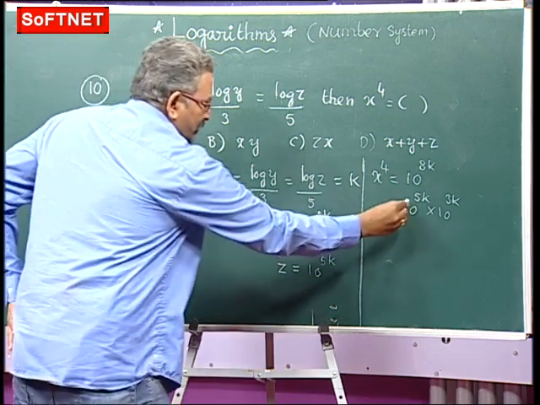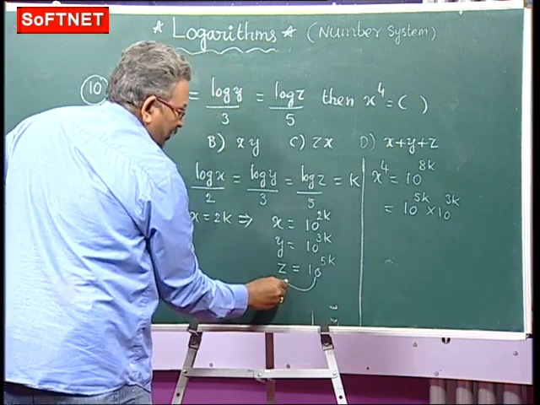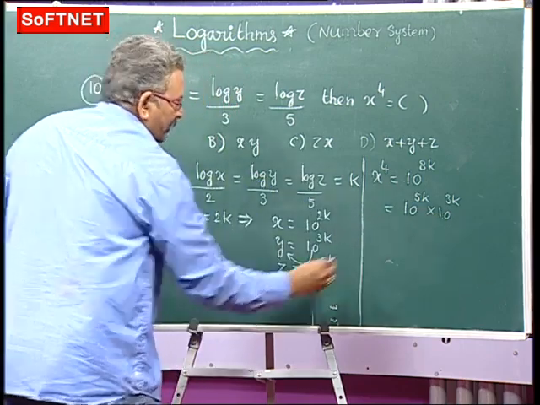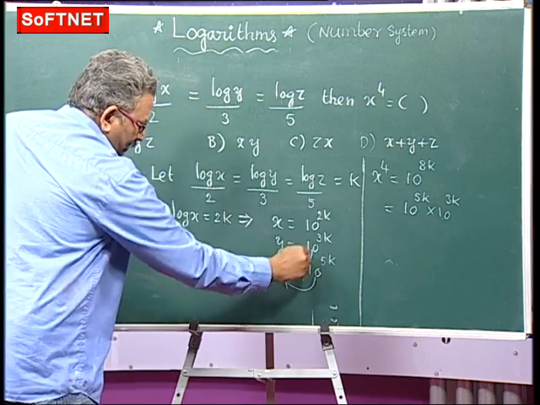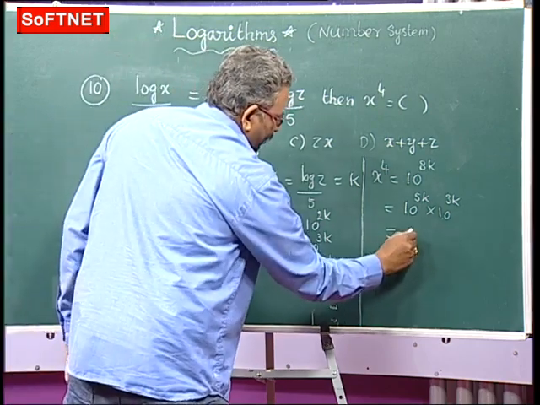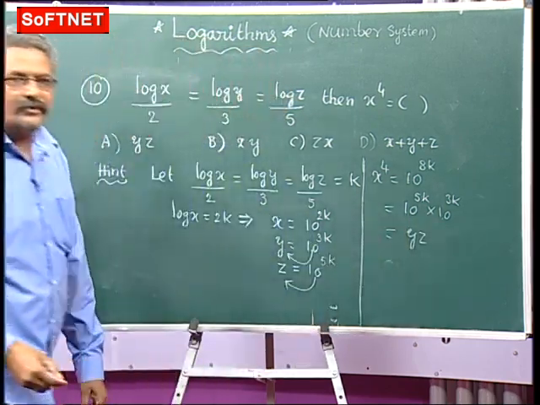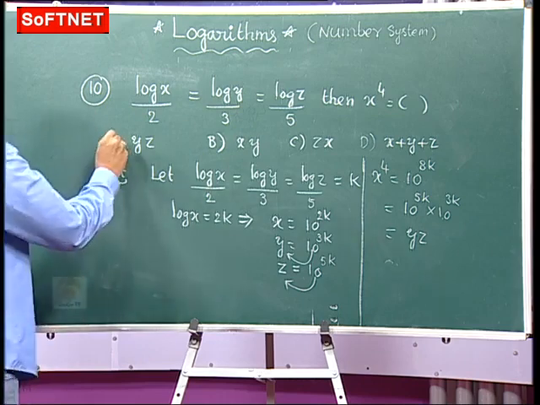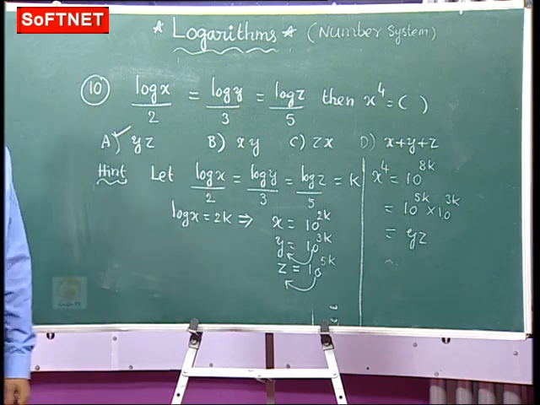So, this is nothing but z, this is nothing but y. So, y into z, yz. So, which is the right option here? Yes, A will be the right option.